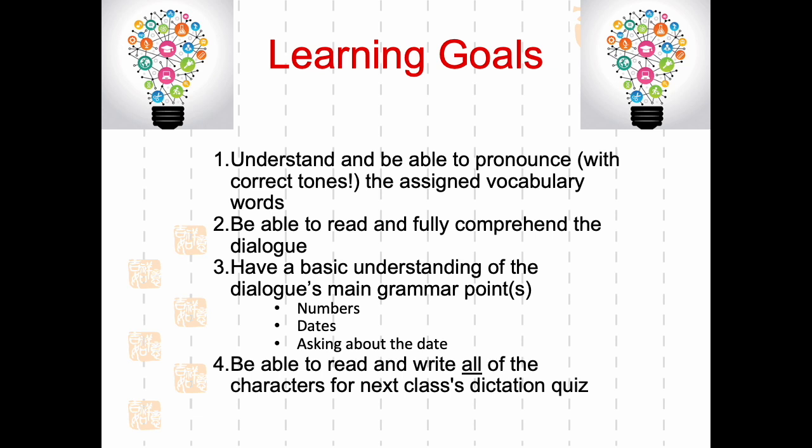If you follow along with the video and do what it asks you to do, you will be able to accomplish the following learning objectives. Number 1, you'll be able to understand and pronounce, using the correct tones, all of the assigned vocab words from Lesson 3, Dialogue 1. Number 2, you'll be able to read and fully comprehend the dialogue on your own. Number 3, you should have a basic understanding of the dialogue's main grammar points, and there are 3 that we'll be focusing on in this pre-class video. And finally, you should be able to read and write all of the assigned characters from Lesson 3, Dialogue 1 before our next in-class quiz.